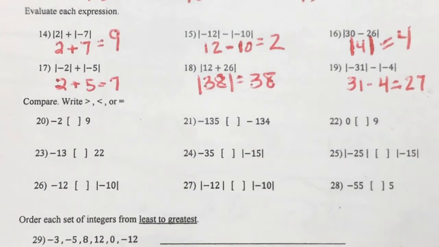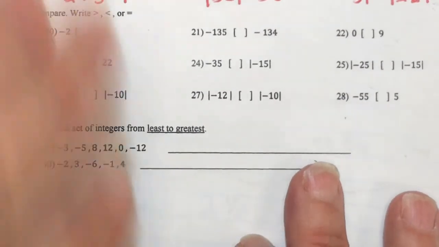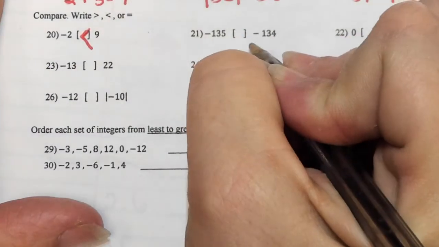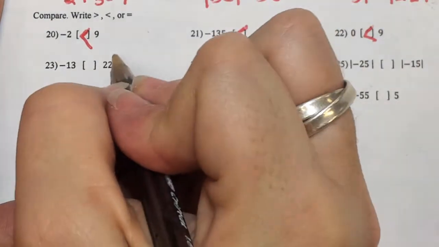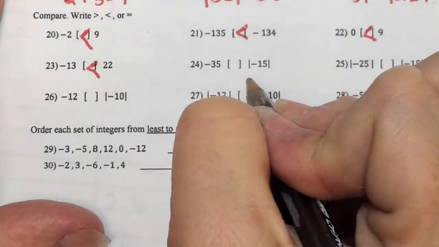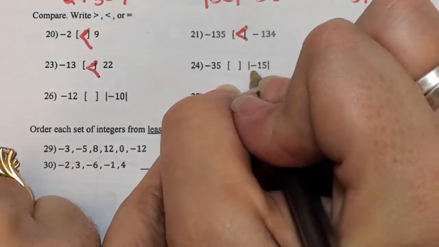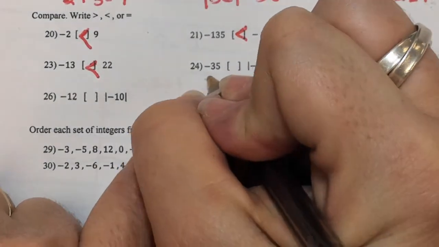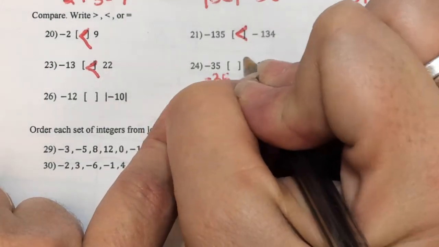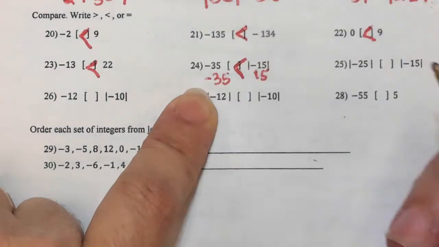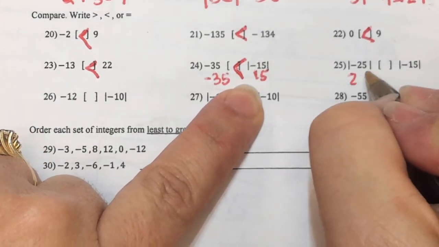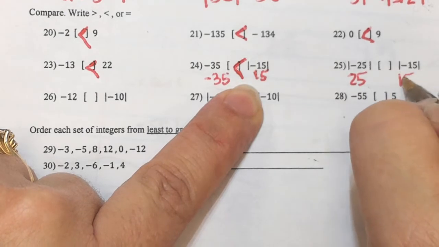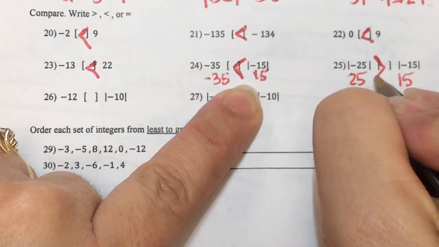Okay, here we go. Check the greater than less than. This shouldn't have been too bad. Let's see. 9 is bigger. 134 is bigger. 9, 22. Now, we're talking absolute values here. This is 15. This is negative 35. 15 is bigger because it's absolute value. Change it to a positive. So this one is 25. This one is 15. So 25 is bigger.